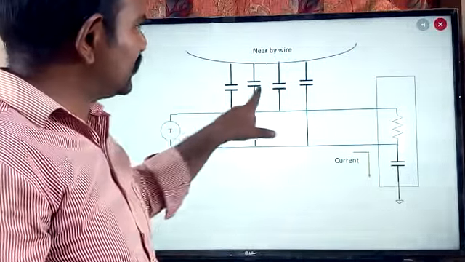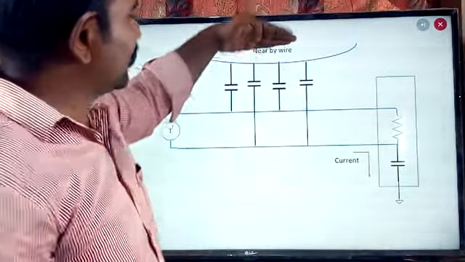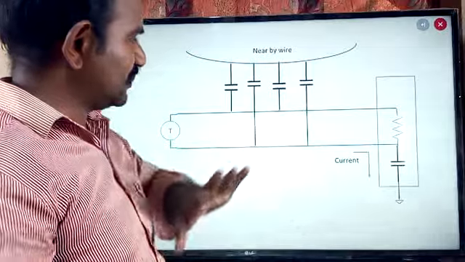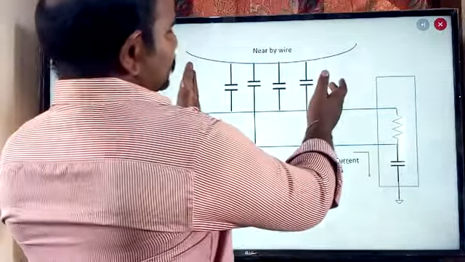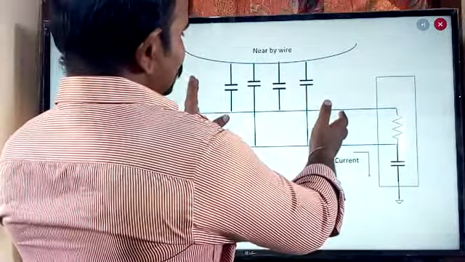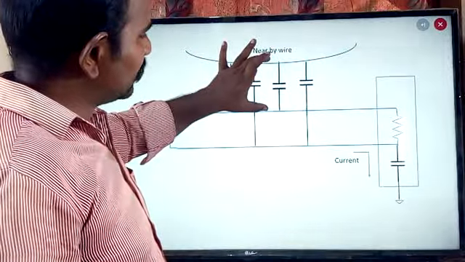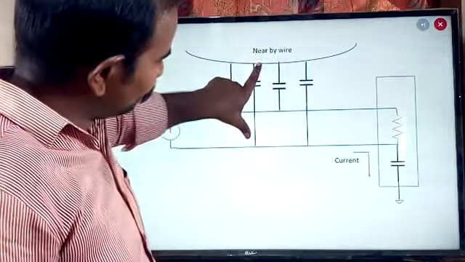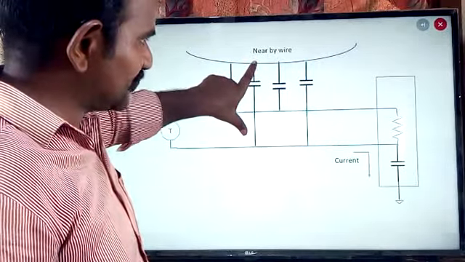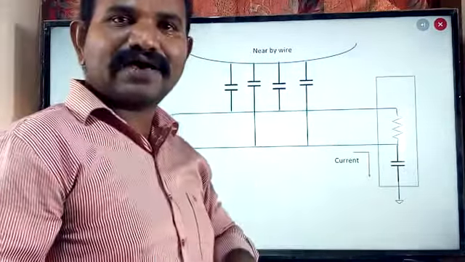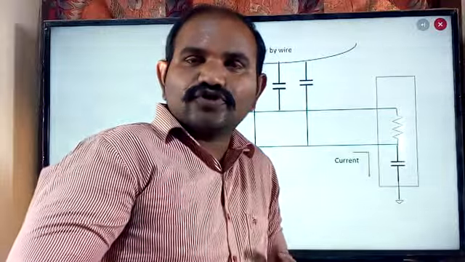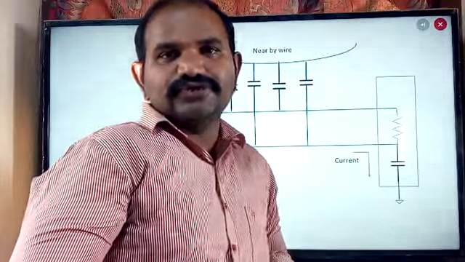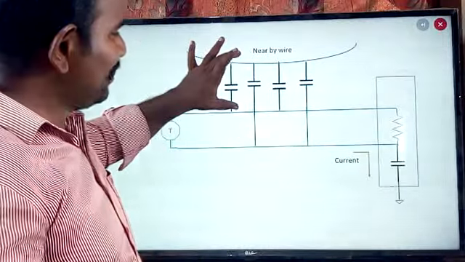Don't think that these capacitors are externally connected with our actual communication path. It is not like that. The main intention of this diagram is to describe that these two lines form one kind of parallel plate capacitor, and these two lines form the other parallel plate capacitor. When we have a capacitor, obviously the noise is going to be induced into the wires as they act as parallel plates.